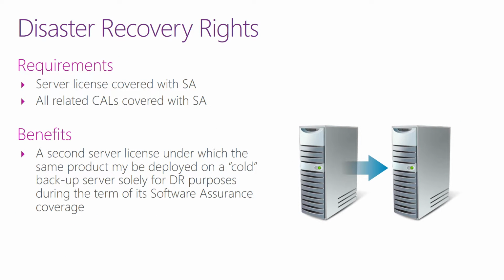The next benefit I want to look at is disaster recovery rights. And if you have a look at the requirements, you can see that this is a benefit that relates to server products, and both servers and all related CALs have to be covered with software assurance to make this benefit available. What is the benefit? Well, have a look at the description. It gives, in effect, a second server license under which the same product can be deployed on a cold backup server solely for disaster recovery purposes.